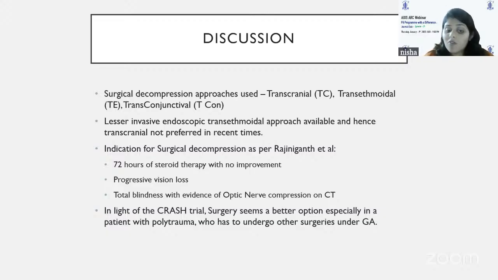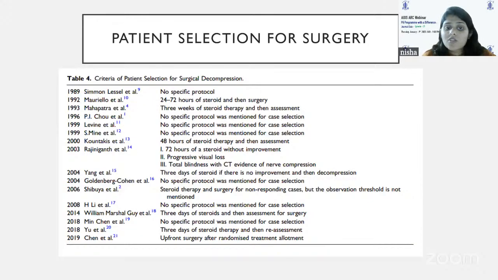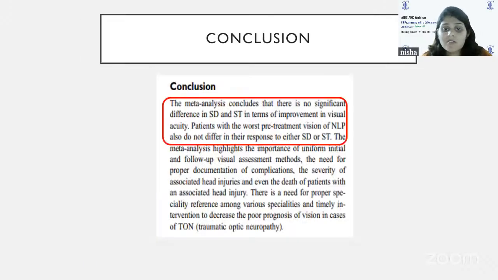So in light of the CRASH trial, surgery seems to be a better option, especially in patients with polytrauma who have to anyway undergo other surgeries under GA. So this is a patient selection criterion. Here, I just want to highlight one study, Mahapatra et al., which stated that they gave 3 weeks of steroid therapy and then assessed whether the patient required surgical decompression or not. What I also want to mention here is that the timing of the surgery itself was different in different studies, and that itself can confound the results of the study.